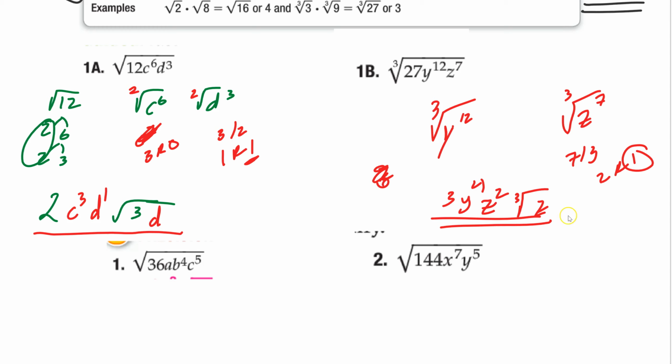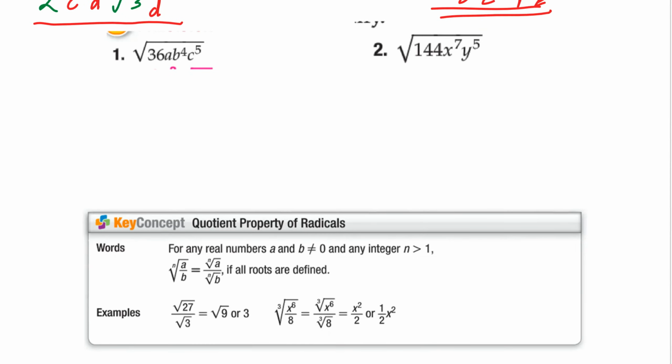That's the answer. So again, all we're going to do is what we normally do. What multiplied by itself 3 times equals 27? Divide the power by the root, divide the power by the root. If there's a remainder, it stays on the inside. Remainder stays on the inside. Let's do one more just to practice.